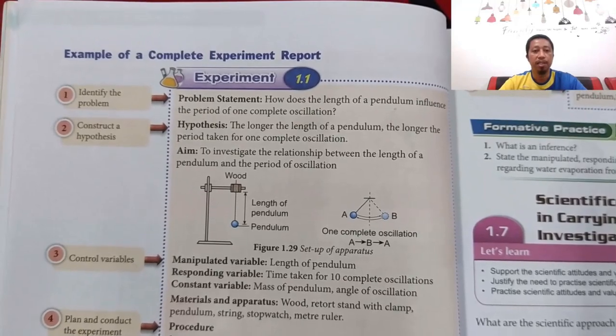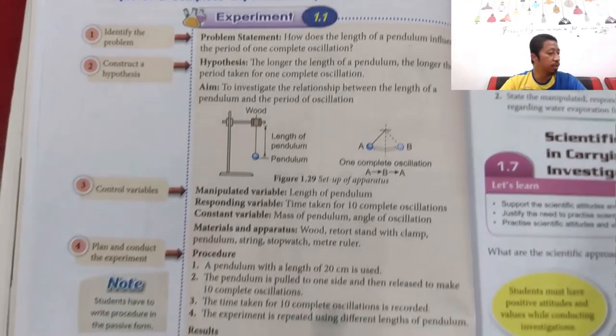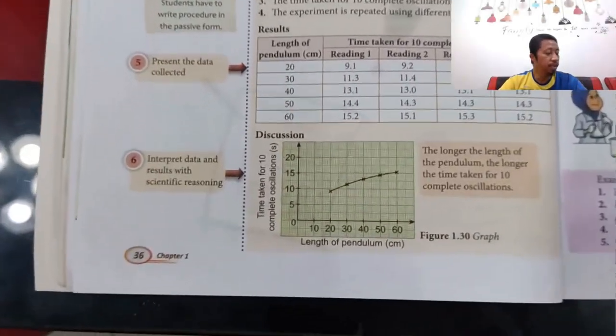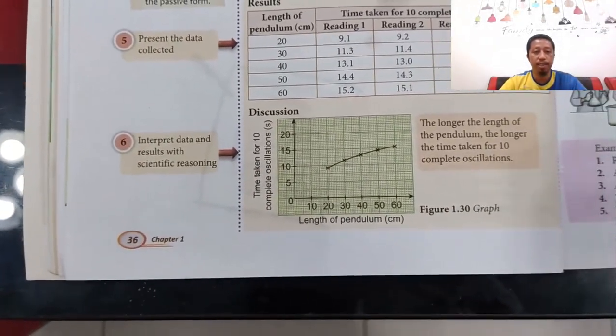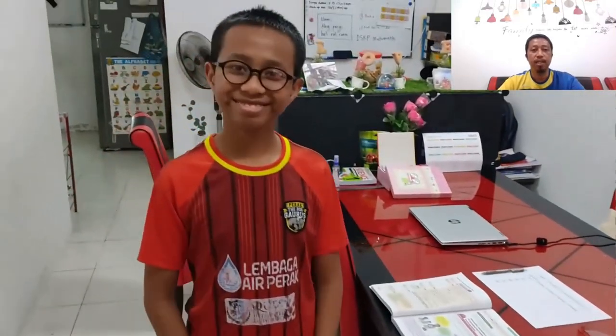So this is experiment 1.1, chapter 1. You can see this in your textbook, page 36. I will be assisted by my two assistants. This is Amiratul Kaisara and this is Amirul Kilfi. Thank you for them.